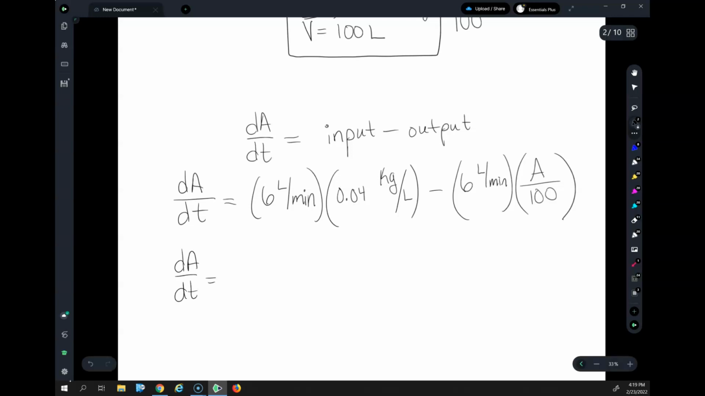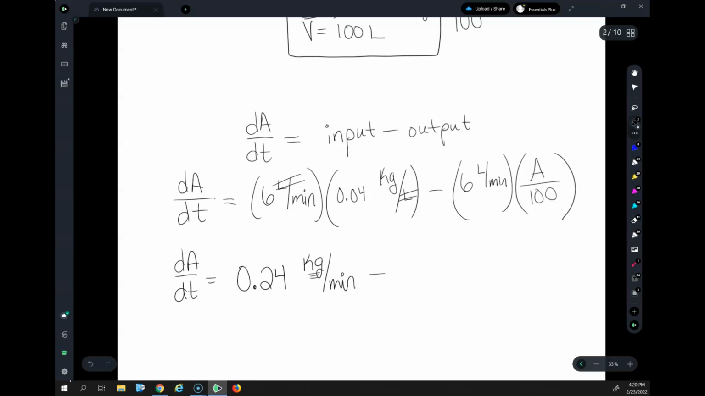dA/dt, 6 times 0.04 is going to be 0.24. And notice that those liter units cancel because we have one in the top and one in the bottom. What we're left with for our input is 0.24 kilograms per minute. That's how the amount of salt changes over time as it's coming in. We're gaining 24 hundredths of a kilogram every minute.